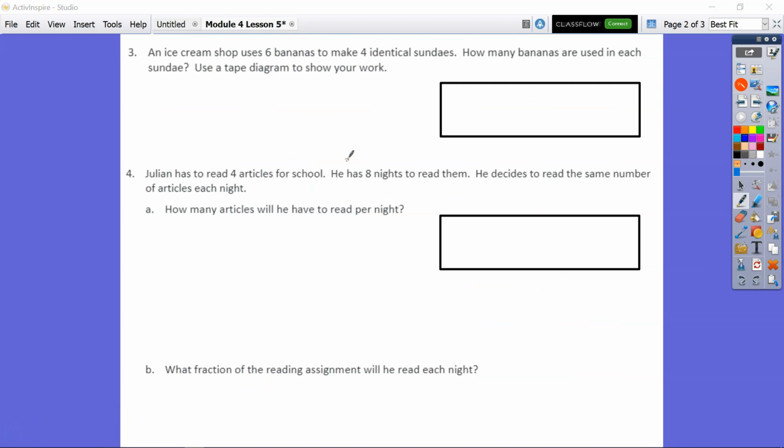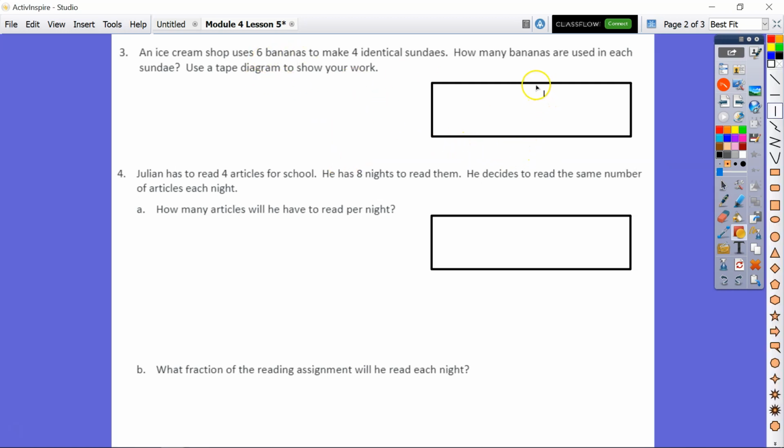An ice cream shop uses 6 bananas to make 4 identical sundaes. How many bananas are used in each sundae? And we're going to use a tape diagram to show our work. 6 bananas is going to be our whole, and we have 4 sundaes. We need 3 lines to give us our 4 sundaes. To partition it correctly, that's our 3 lines, divides our whole into 1, 2, 3, 4 sundaes.